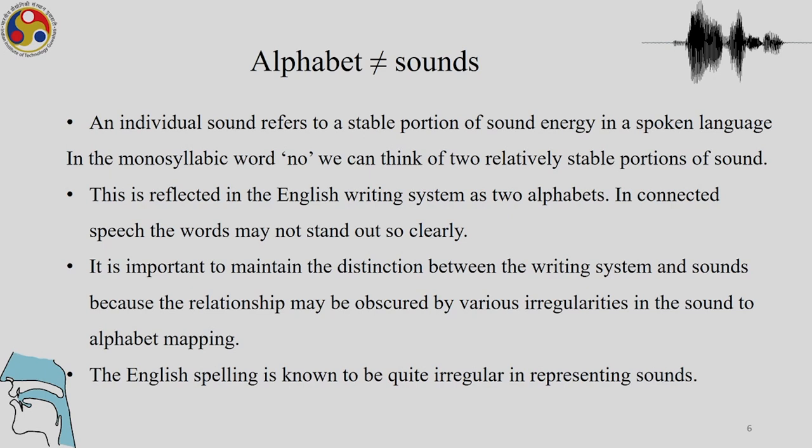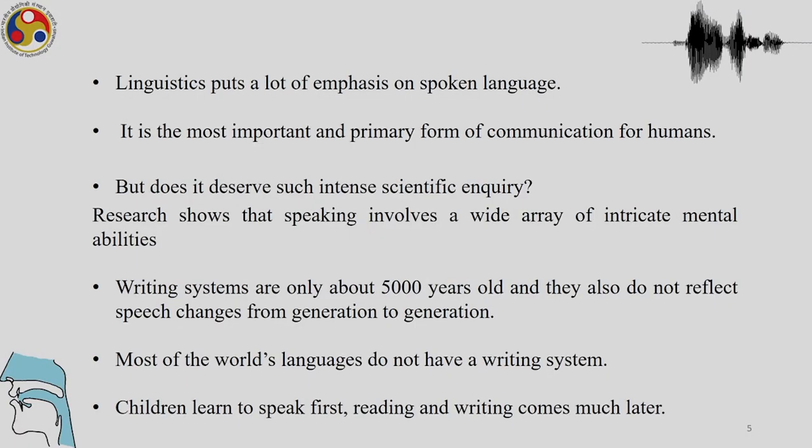It is also important to maintain the distinction between the writing system and sounds, because the relationship may be obscured by various irregularities in the sound to alphabet mapping. When we are talking about English, it is important to remember that the English spelling system is quite irregular in representing sounds. What we said a minute before, that writing systems are only about 5,000 years old and do not reflect speech changes from generation to generation, is important to bear in mind when we come across irregularities like that in English, because that may also be a result of speech change and sound change from one generation to another. Also remember that most of the world's languages do not have a writing system, and children learn to speak first.